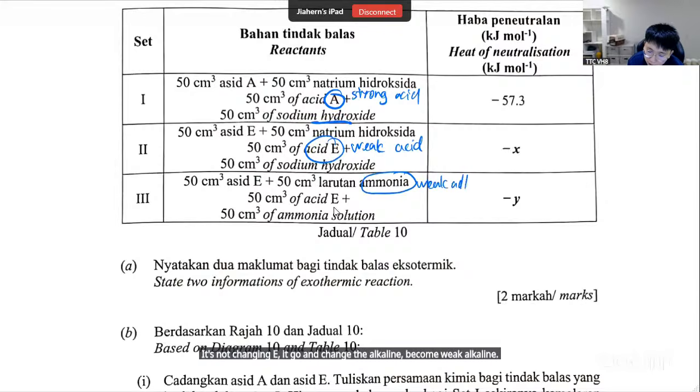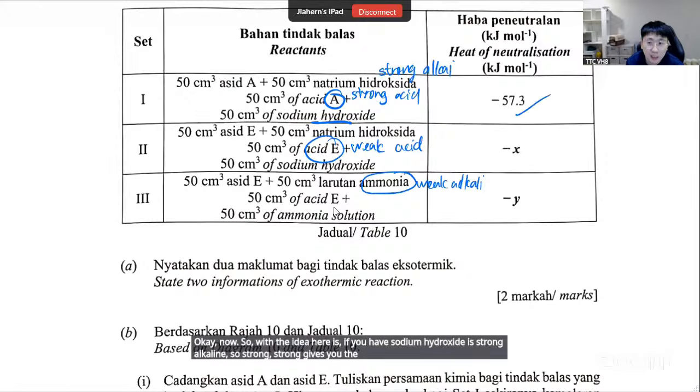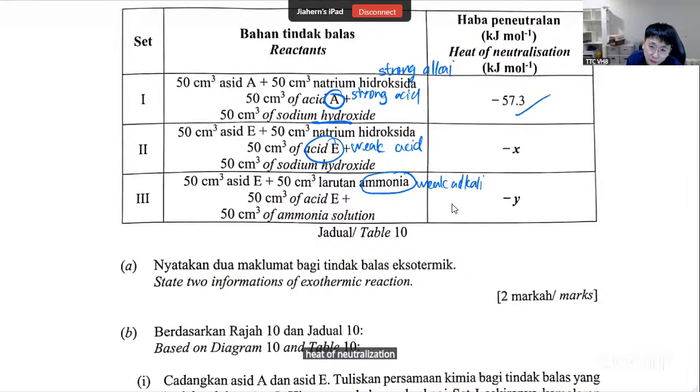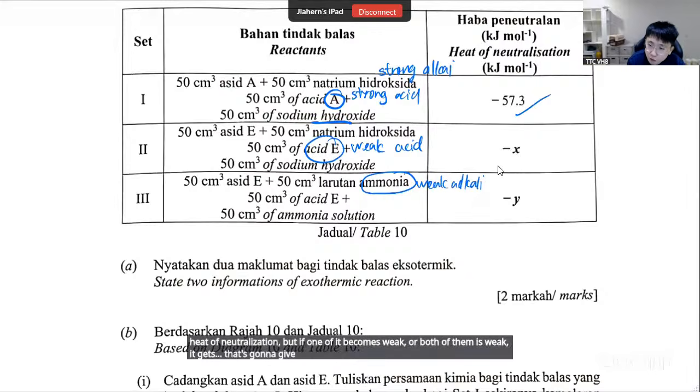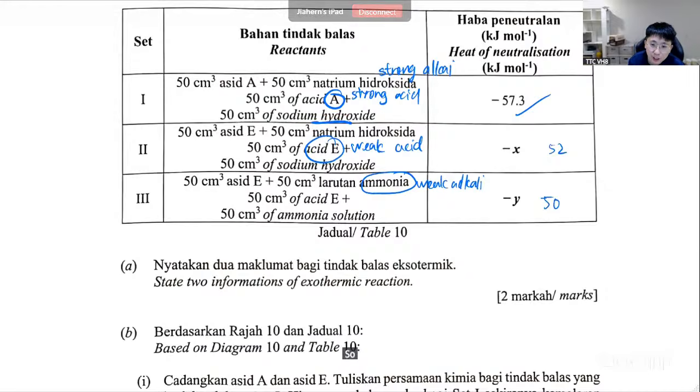Now, the idea here is, sodium hydroxide is strong alkaline, so strong gives you the maximum heat of neutralization. But if one of them becomes weak, or both of them are weak, that's going to give you a lower heat of neutralization. So usually it's like -52. This one is like -50. Estimated, guys.